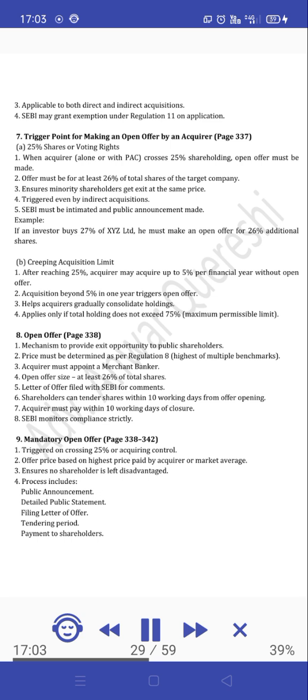B. Creeping acquisition limit. 1. After reaching 25%, acquirer may acquire up to 5% per financial year without open offer. 2. Acquisition beyond 5% in 1 year triggers open offer. 3. Helps acquirers gradually consolidate holdings. 4. Applies only if total holding does not exceed 75% maximum permissible limit.